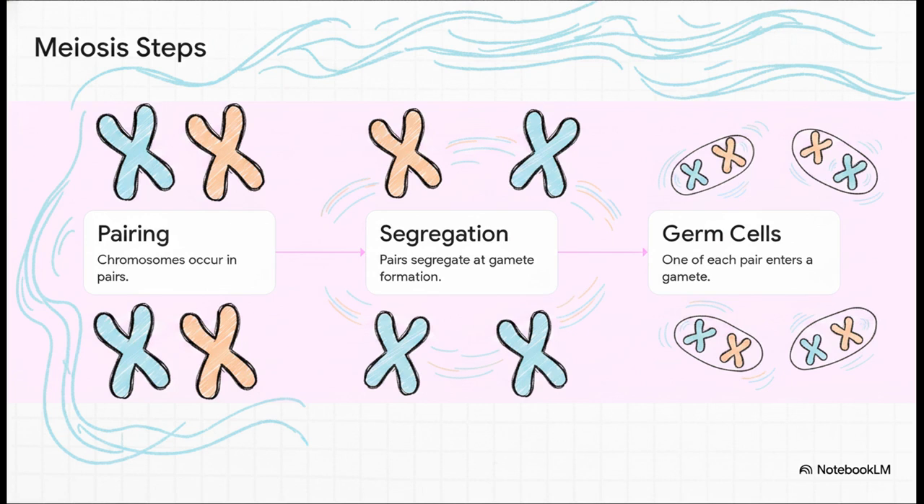Finally, step 3, the cell divides into germ cells or gametes. This means each final reproductive cell ends up with only 1 chromosome from each original pair. The chromosomes are literally physically sorting themselves into distinct reproductive packages.